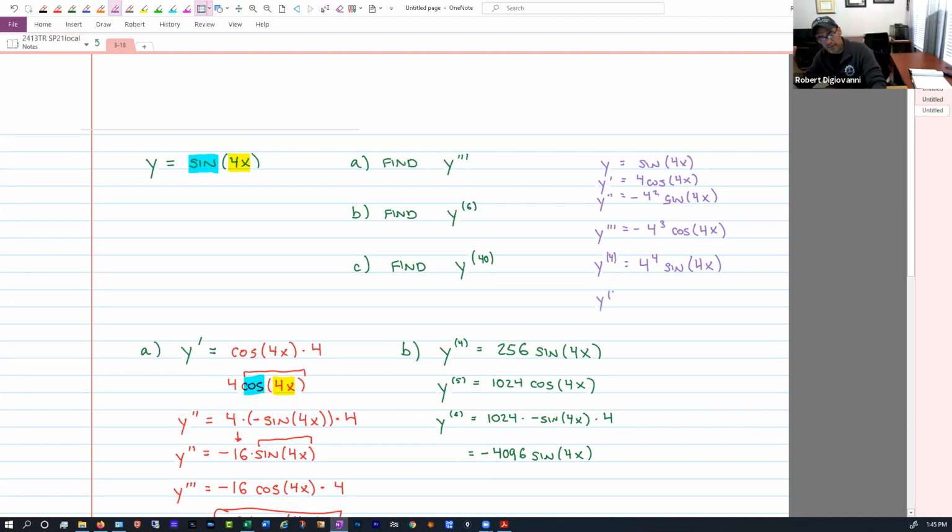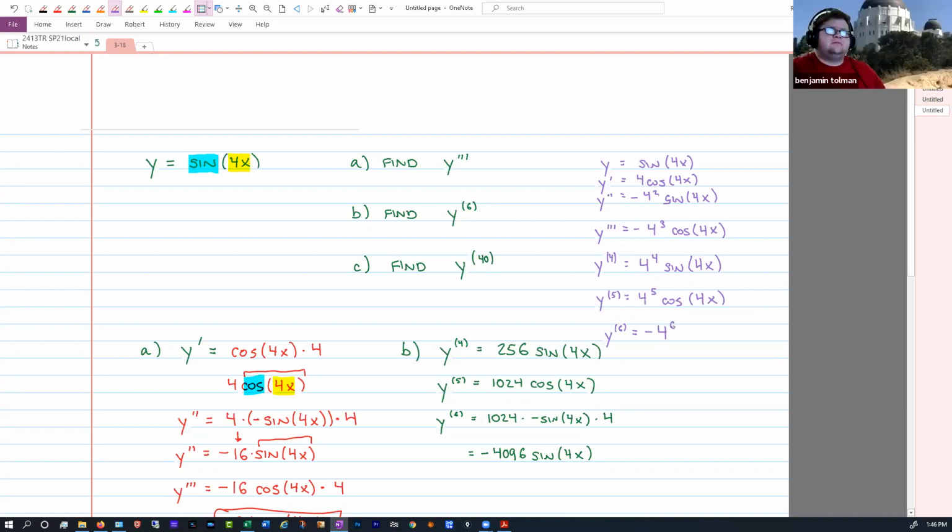So the fifth derivative, are we going to change to a negative this time or no? No, it's going to stay positive. How many 4s will I have? 5, and it'll be cosine. On the next derivative, will I change to negative? We're taking the derivative of cosine, right? So we change to negative. How many 4s? 6 of them, and then this will switch to sine now.